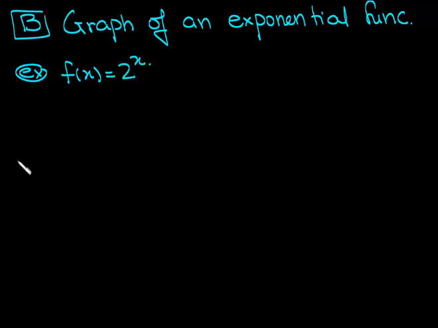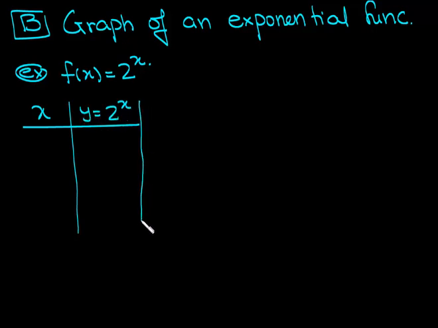Now, to graph this, anytime you're graphing something for the very first time and you don't have any tricks to graph it, you just use brute force. So let's use brute force and graph it. You just pick some x values, find the corresponding y values, and then create a point, which would be x and y. So I'll pick -2, -1, 0, 1, and 2.